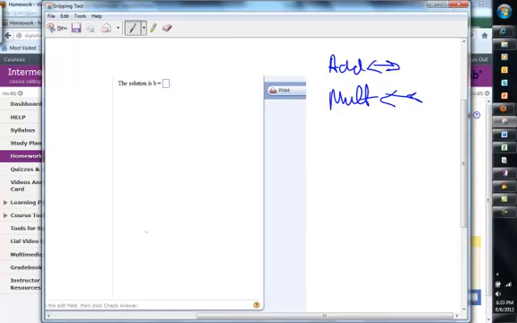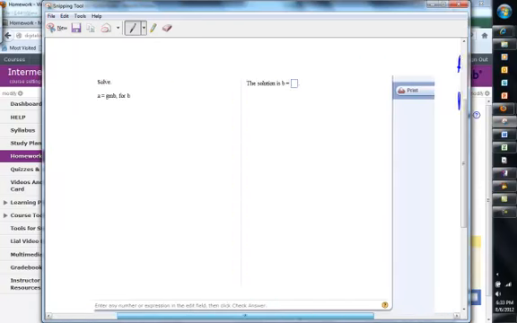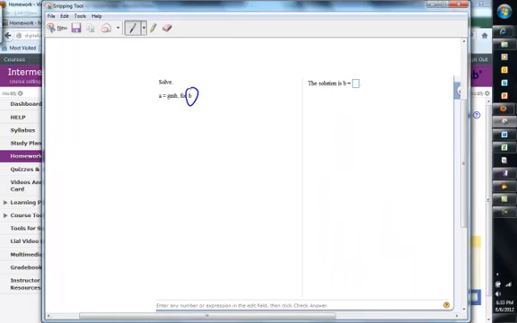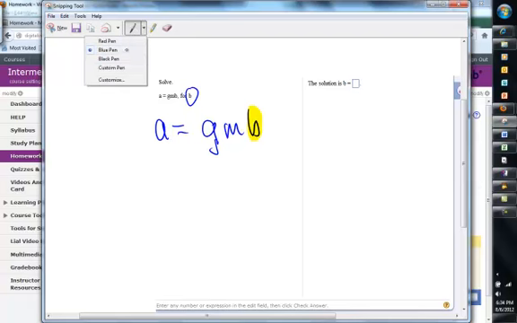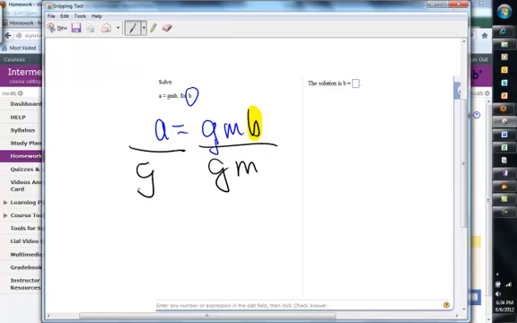So, in this case, we've got to take care of the b in this equation. A equals g m b. Since there are no additions, we can go right to the multiplications. The b is what we want to get all alone, and the way to do that is to divide both sides by gm. And then we get b equals a over gm.